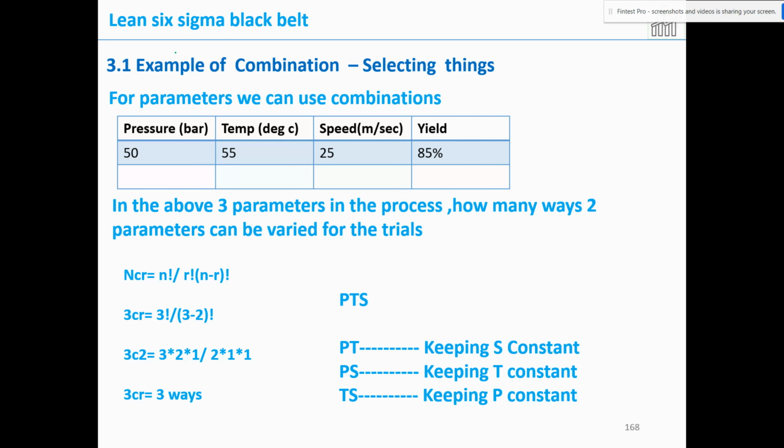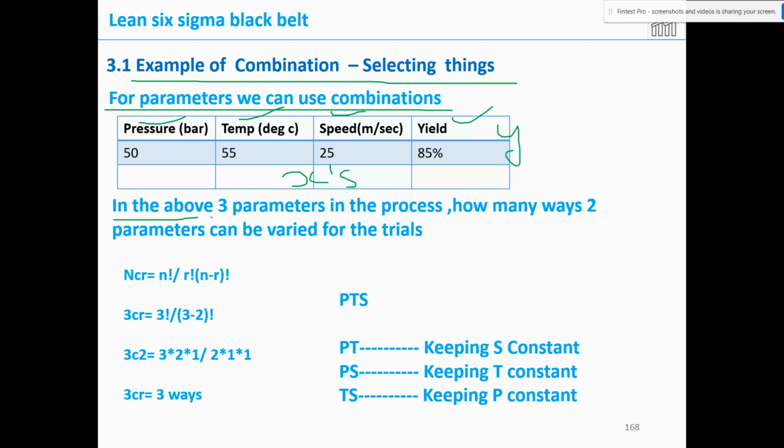Now, an example of combination, selecting things. For parameters, we can use combination. Now, pressure is there, temperature is there, speed is there, then yield is the output. Okay, so we can say this is Y and these are X's.